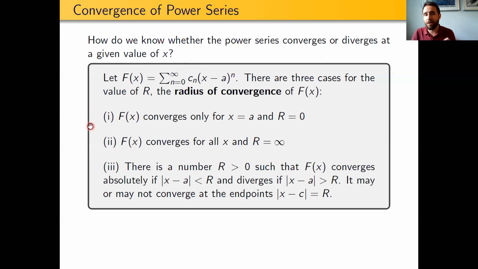Case number 1, our series only converges at x equals a, and the radius of convergence is equal to 0. Notice our series will always converge at least at x equals a, right? Because if I plug in x equals a, then my series will take the following form: c sub 0 plus c sub 1 times 0 plus c sub 2 times 0 plus c sub 3 times 0, and so on and so on.